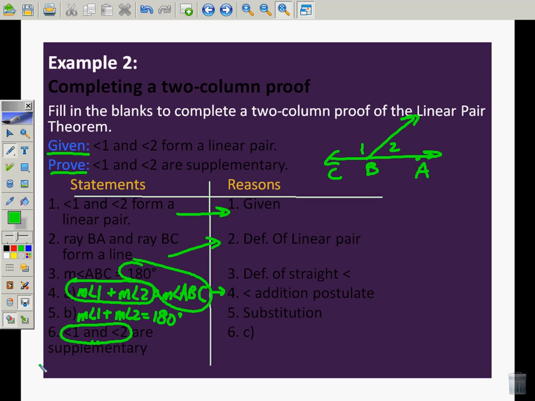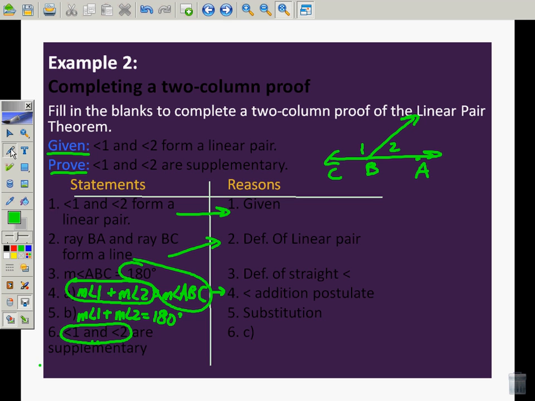And so in 6, when we say angles 1 and 2 are supplementary, that's going to be the definition of congruent angles. Okay? Sorry, that's not the definition of congruent angles. I've got the wrong one. The reason that we can say what we say is going to be based on the line below.